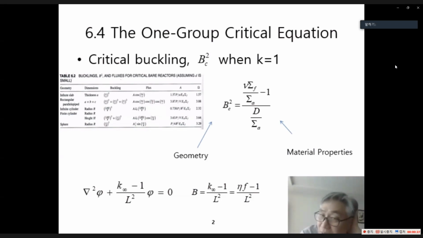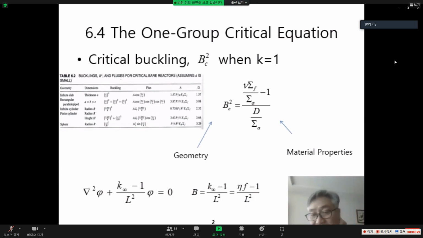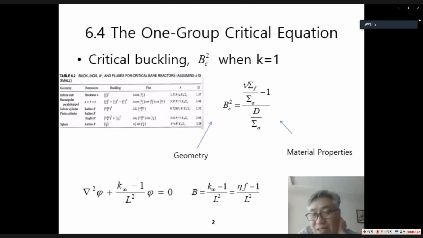Critical buckling squared, instead of eta f, we can write nu sigma_f divided by sigma_a, minus 1 divided by the definition of L squared, D divided by sigma_a, right? So this is the basic equation. B squared is nu sigma_f over sigma_a minus 1, and D divided by sigma_a.